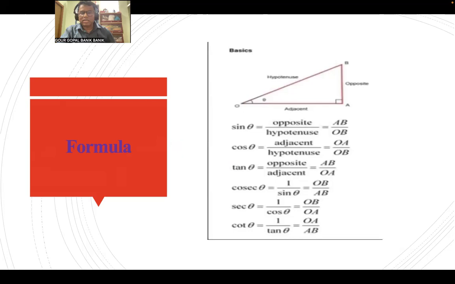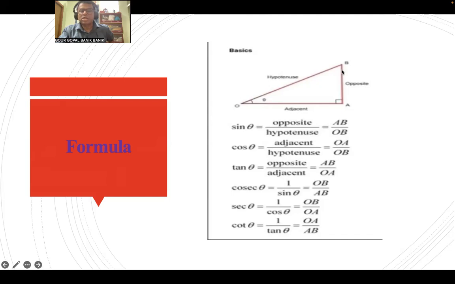So these are the formulas. Let me show you. This is sine theta. See, all 6 formulas I have given. Take this triangle, ABO. The angle on the left side is O. A is the right angle, and the side opposite the right angle is the hypotenuse. This is OB, OB is the hypotenuse. This angle O has the opposite side, the perpendicular, and the baseline is adjacent. OA or AO is the adjacent line, this is the opposite line, and this is the hypotenuse.